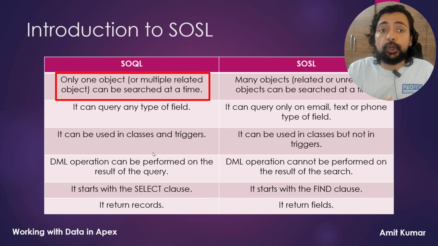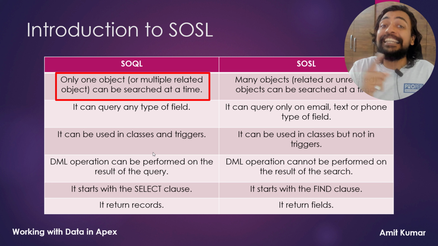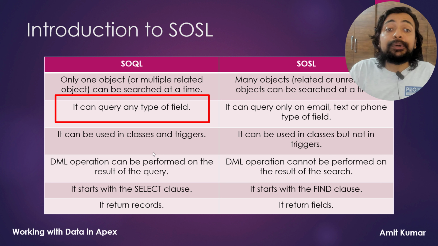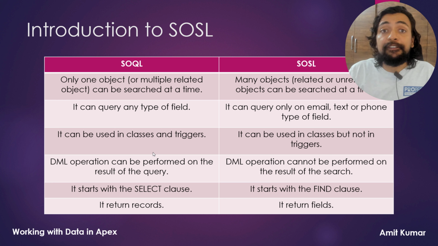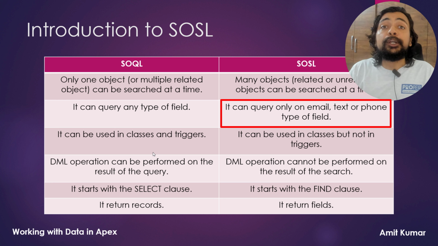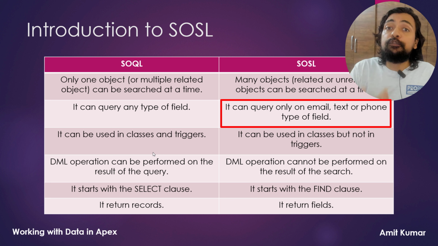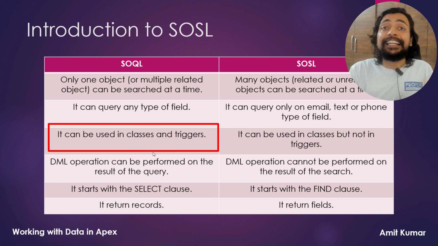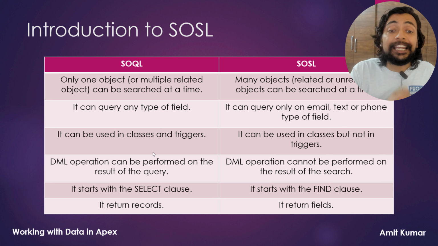Now SOQL is used to search only one object or multiple related objects, whereas in SOSL many objects, whether they are related or unrelated, can be searched at a time. In SOQL you can query any type of field, whereas in SOSL you can query email, text or phone type of field. So basically, as I said, text-based searches. SOQL can be used in classes and triggers. So SOQL can be used completely in your Apex code.